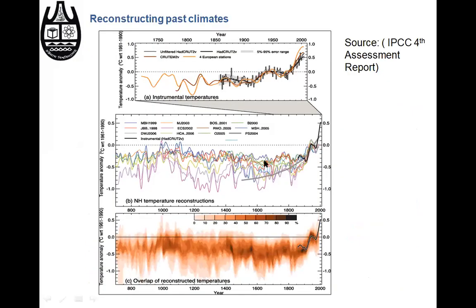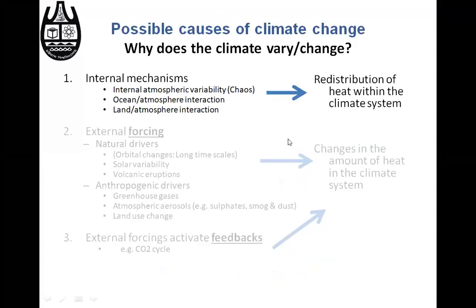So can you understand these things, past climates, how we can reconstruct past climates? Is it okay? Yes, sir. Okay, so in your exam, it might be asked how we can reconstruct past climates, or what the different proxy indicators are and how we can use them to reconstruct past climates. This type of question will come. Now we are going to see the possible causes of climate change.